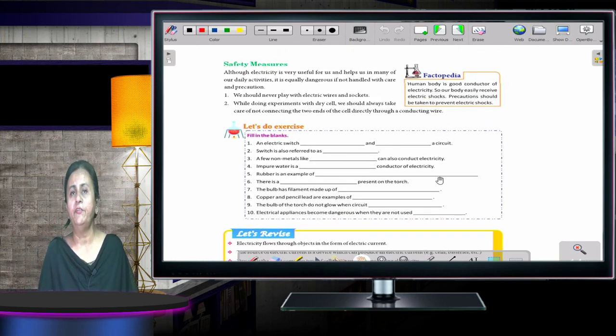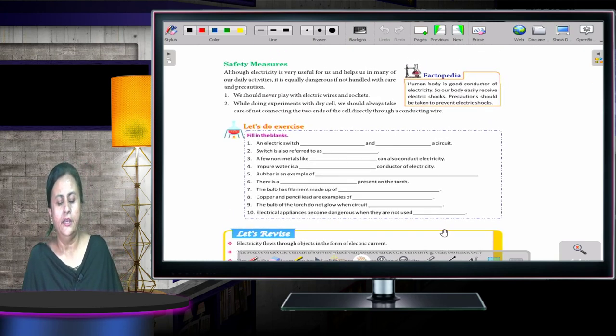What are the safety measures to be followed in case we are doing some electric work? Okay, because electricity is also very dangerous. It can take your life also. So, children, whenever you are using any electrical appliance, you should take proper care.